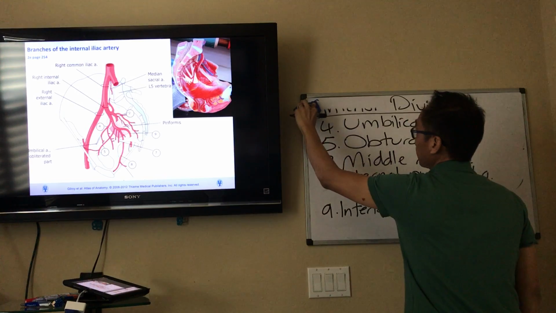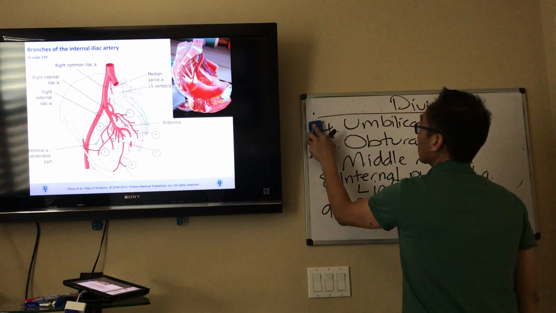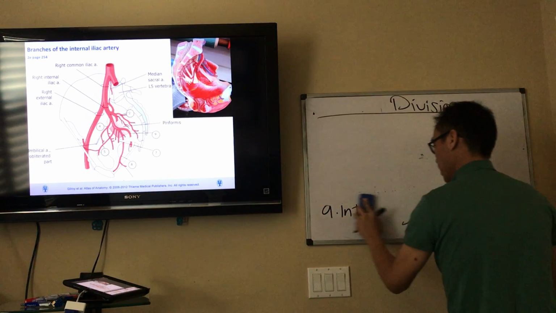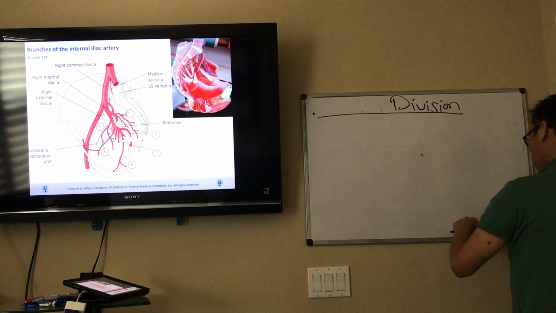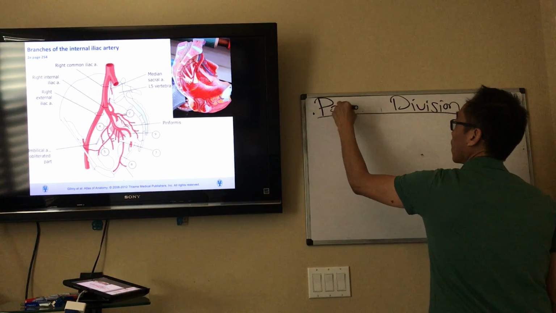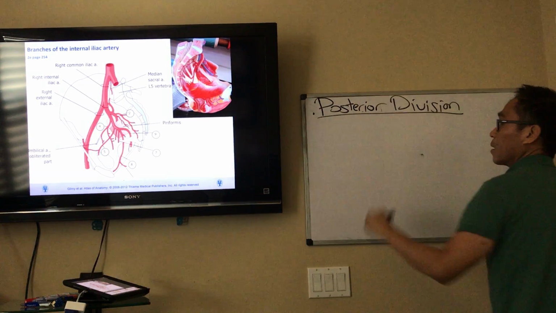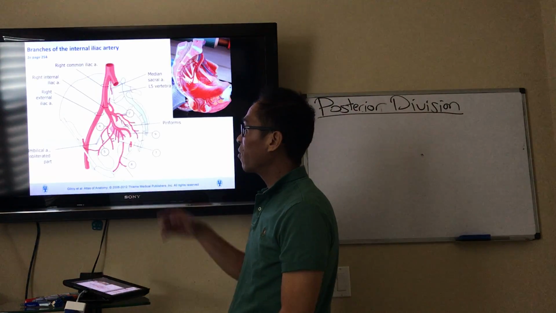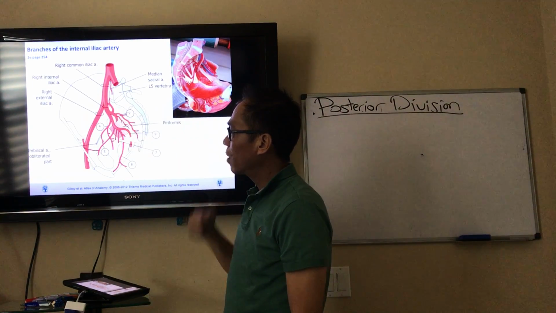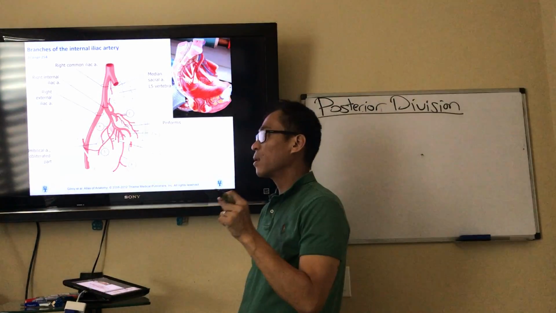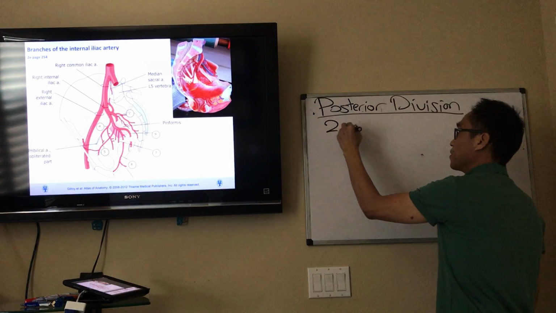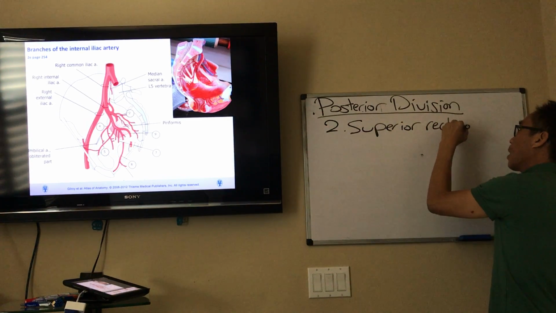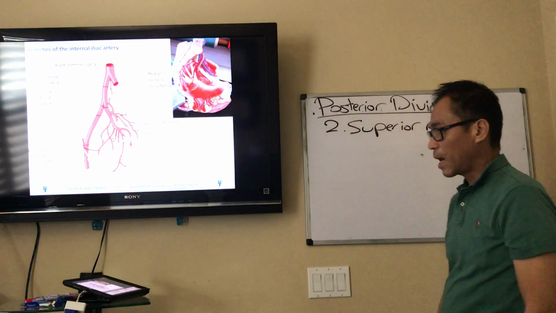So let's talk about the posterior division. Posterior division, there's one branch you have to know. Well, there's more than one branch, but the one you have to know right here is labeled number 2 there. That is the superior rectal artery, labeled number 2 on this figure. One branch you have to know.